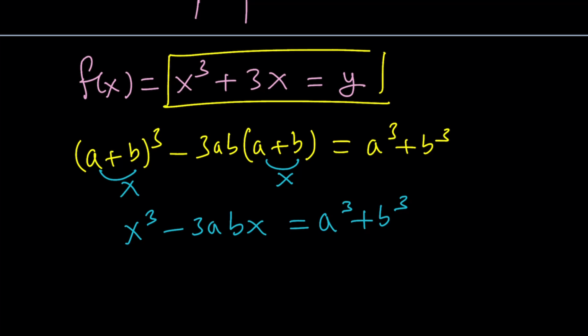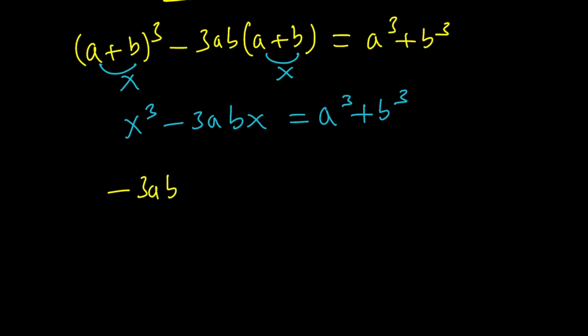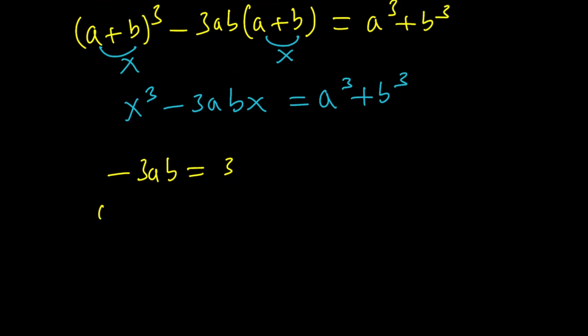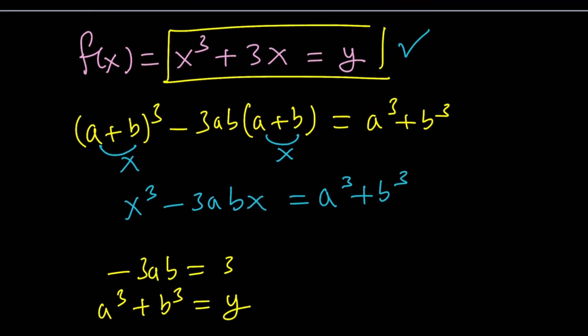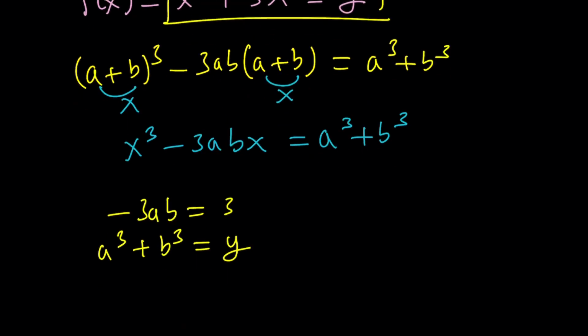And here we can play with the values of a and b to get the equation we want. So how do we get this equation in particular? That's going to be very easy. Just by comparing the coefficients, we need that −3ab = 3 and a³ + b³ = y. For right now, just treat y as a constant and x as the variable, okay? Because this is cubic in x, meaning that y is supposed to be a constant. All right, great. So this is our system.